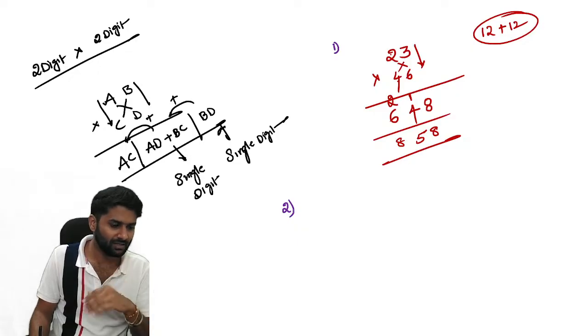And it's a universal method. You can apply it to any two-digit number multiplied with another two-digit number.